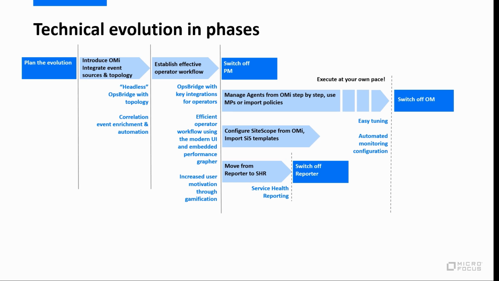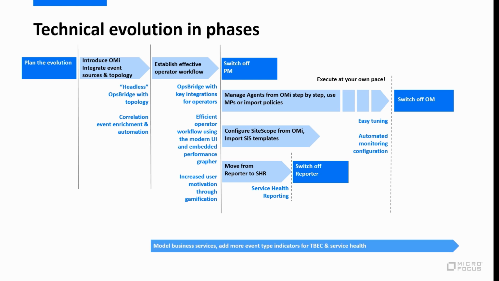Once all agent configuration is managed from OMI, OM can be switched off. If agentless monitoring is part of the solution, then configuring SiteScope using OMI is part of this evolution step as well. Modeling business services and introducing additional event type indicators for topology-based event correlation and service health is something that could be done during these evolution steps or afterwards if needed.